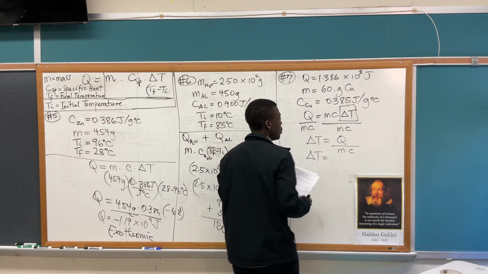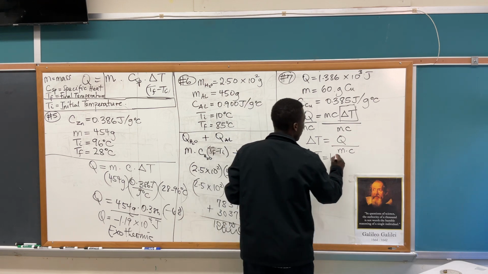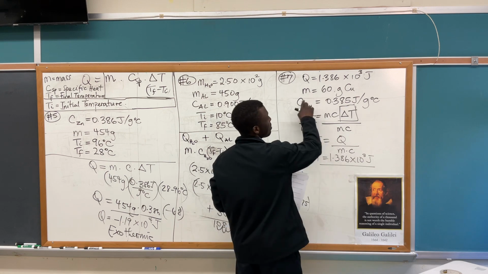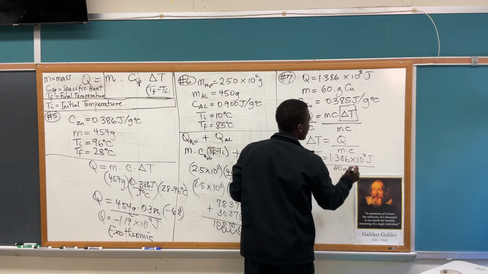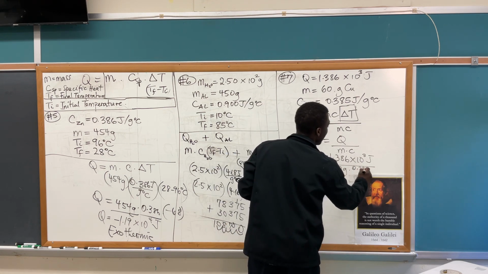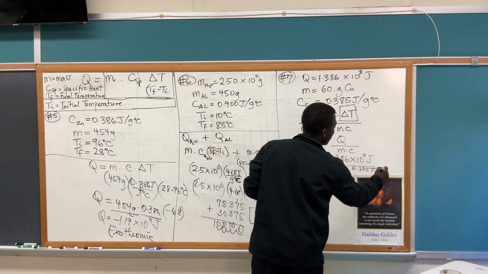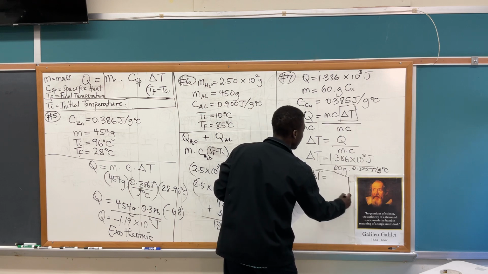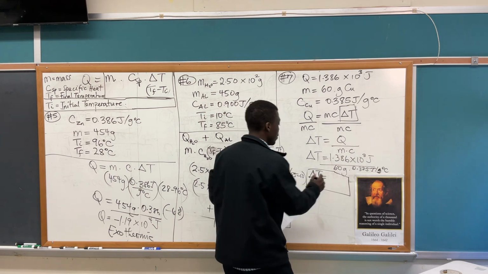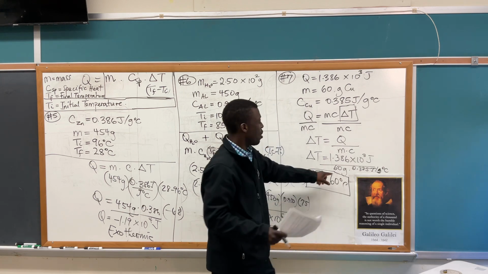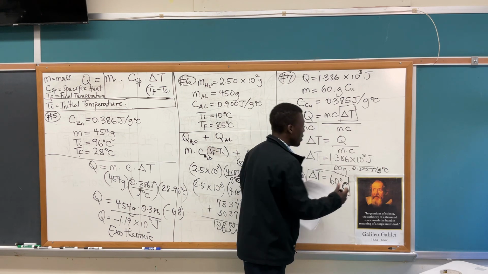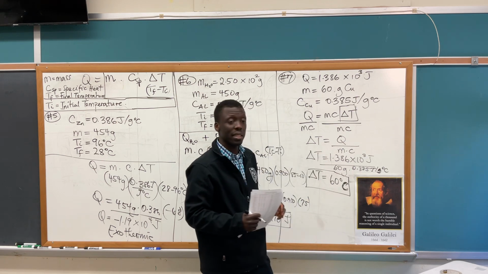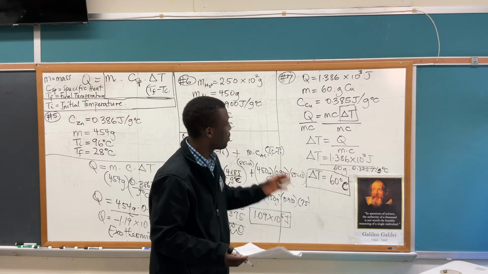Delta T is equal to, what is Q? 1.386 times 10 to the 3rd joules. What is M times C? 60 grams times 0.385 joules per gram degrees Celsius. Delta T then is equal to 60 degrees Celsius. When you do the math of multiplying these two together in the denominator and then dividing it from the numerator, your answer will be 60 degrees Celsius. That is the temperature change.